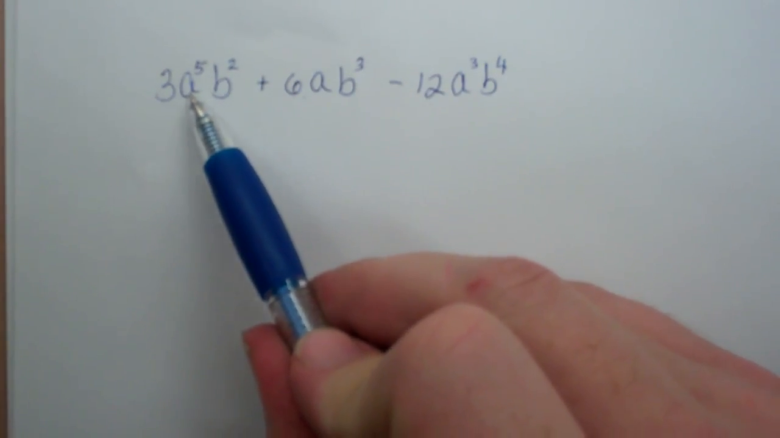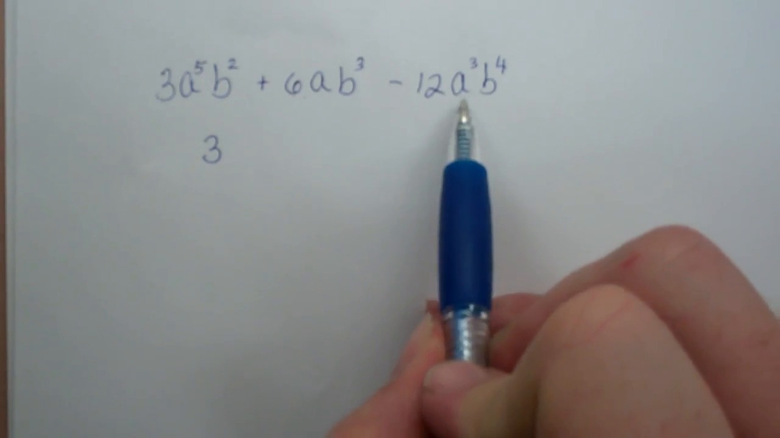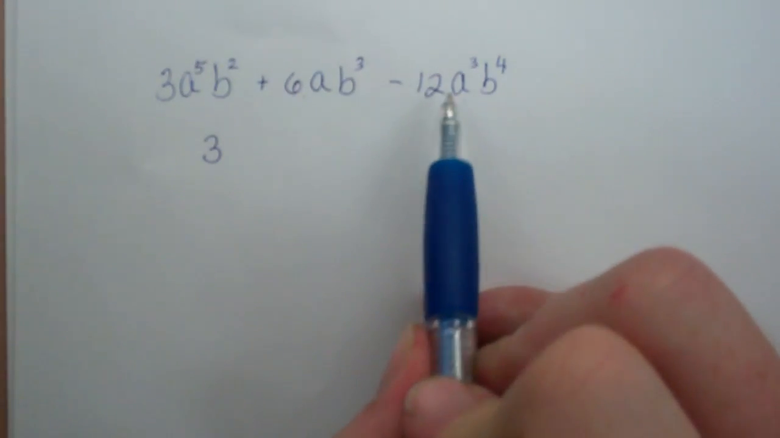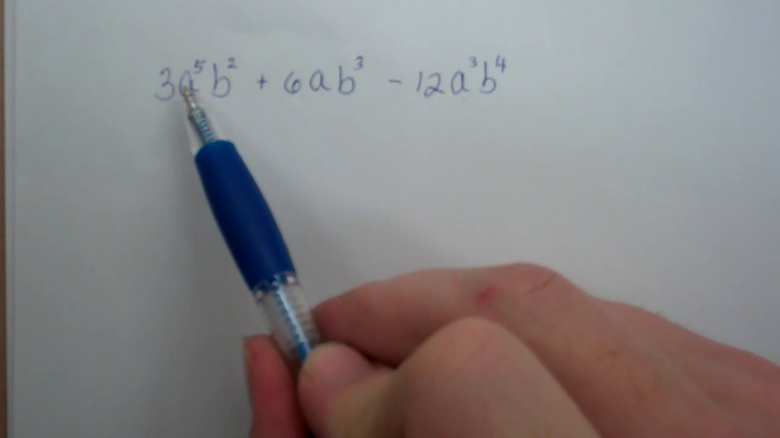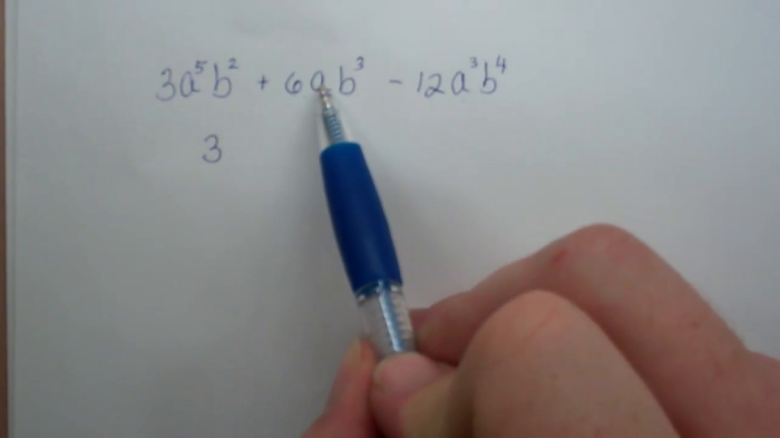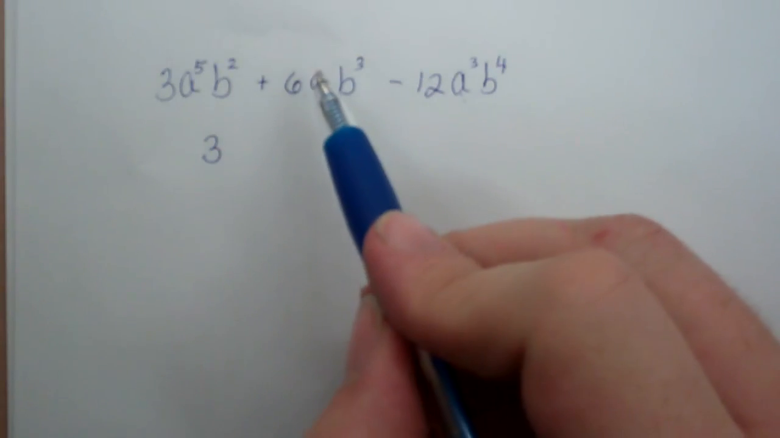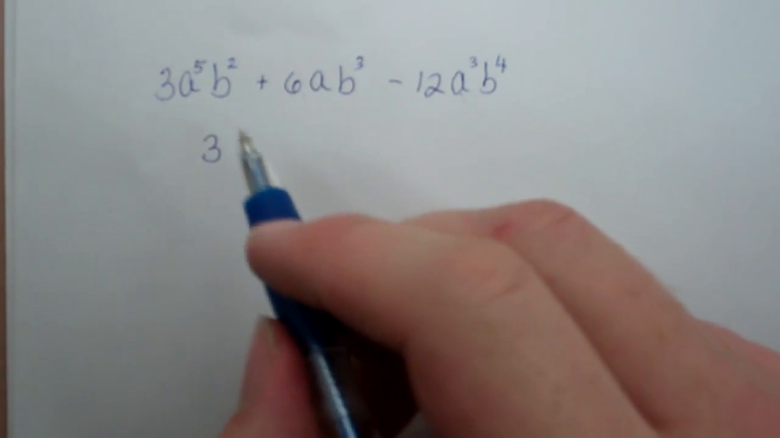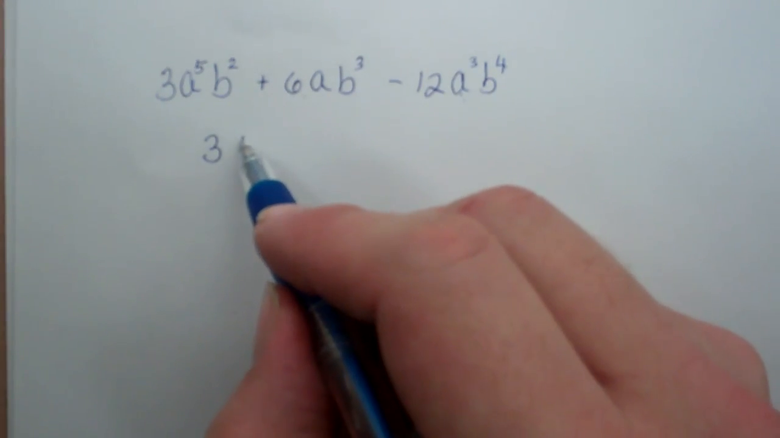Next, we look to see if any of the variables show up in every term. The a does show up in every term. What is the smallest power of the a? Well, this is an a to the 5th, an a to the 1st power, an a to the 3rd power. A to the 1st power is the smallest power of the a, so we can pull out an a to the 1st power.